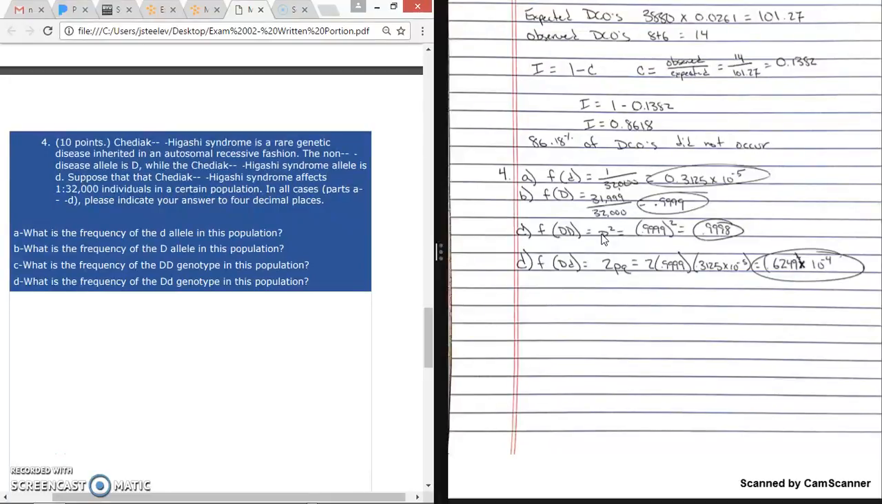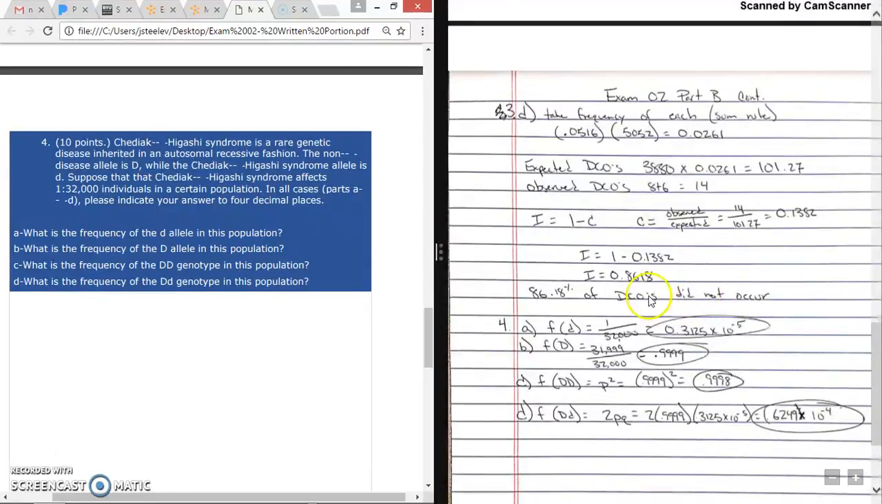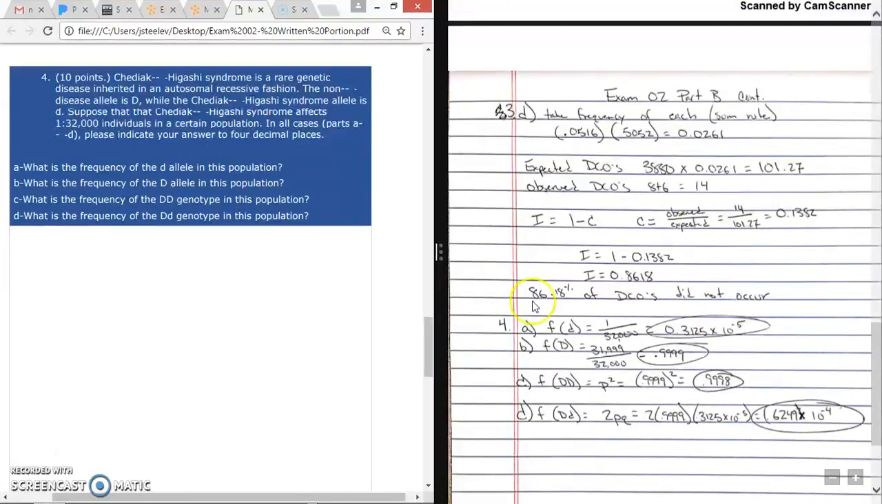For D, the frequency of our heterozygous genotype in this population. That's going to be that 2pq portion. So you go ahead and take 2 times 0.9999 times 0.3125 times 10 to the negative fifth. That should give you right around 0.6249 times 10 to the negative fourth. So that's what I got for my answers on this portion, and I hope they're all right.